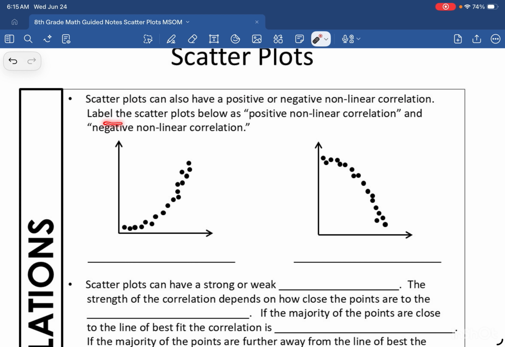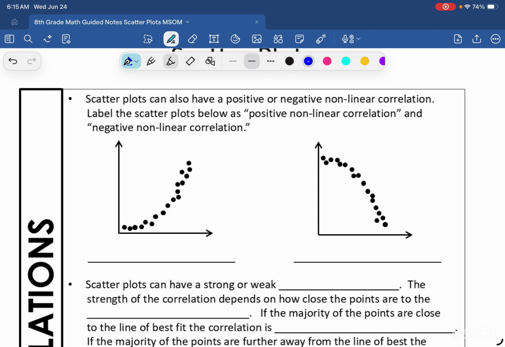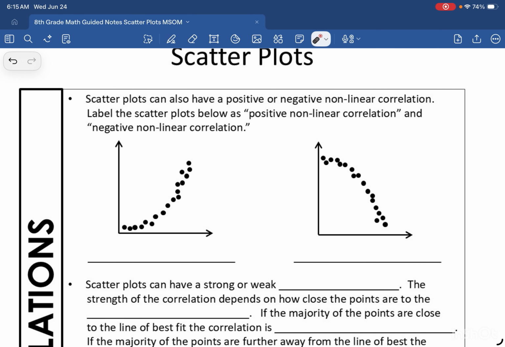Label the scatter plots below as positive nonlinear correlation and negative nonlinear correlation. It's the same idea. If the scatter plot tends to be going up, it'll be a positive correlation. See how the points don't really go up in a line, but more like a parabola? That's going to be a positive nonlinear correlation. And this one over here, the points are going down, so it's going to be negative. But notice they don't go down in a straight line. It curves. So that's going to be a negative nonlinear correlation.